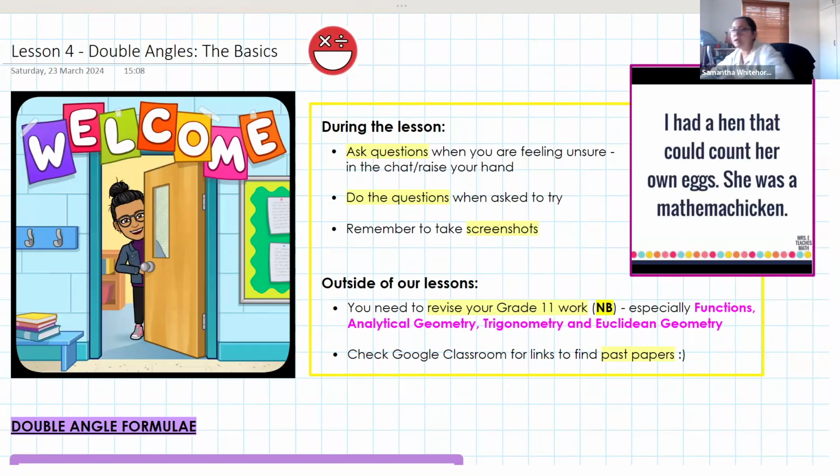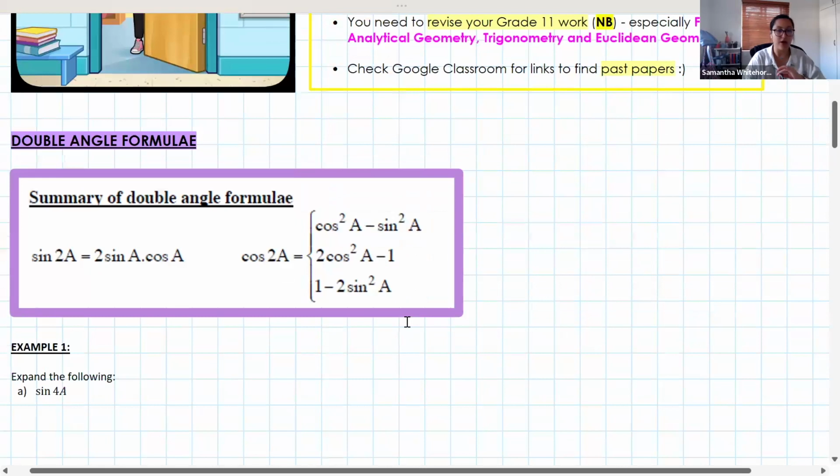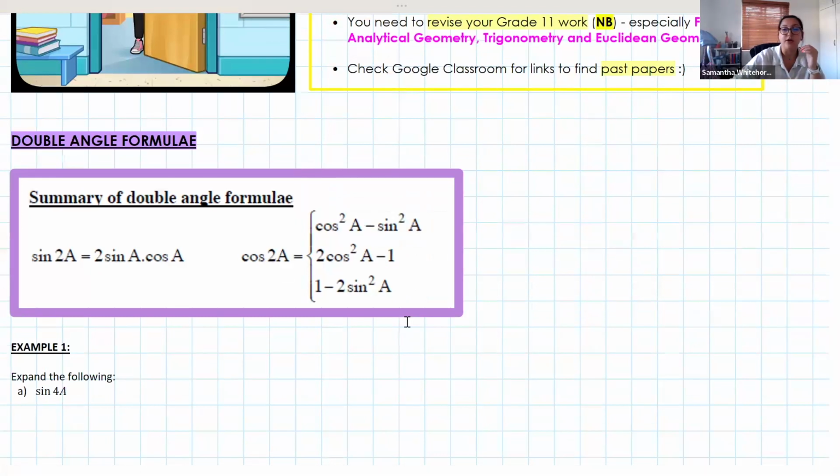So when it comes to your double angles, like I said earlier, they are on your formula sheet. You don't need to know them off by heart. They are given to you. They are there. So a double angle is essentially when you are multiplying an angle by 2. I don't quite know how else to explain that. If you double something, you times it by 2.